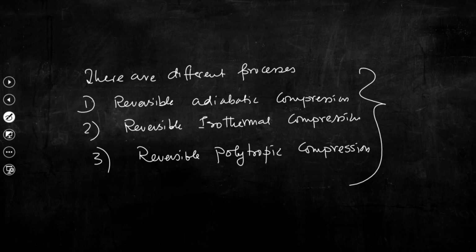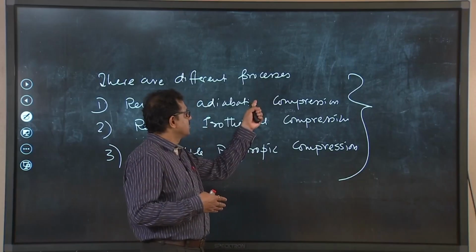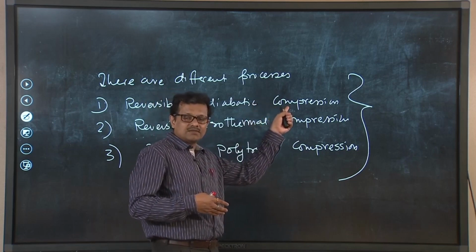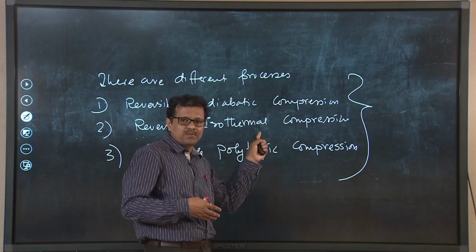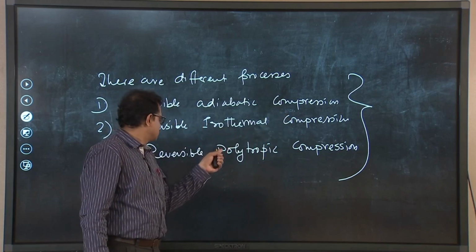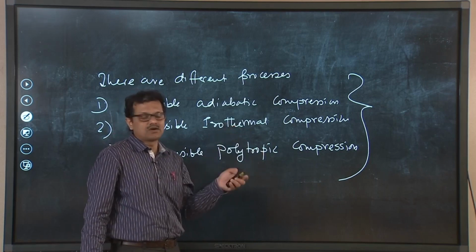And then another could be reversible polytropic compression. So, now let us first discuss what would be the mathematical expression of work needed for the compression, be it a reversible adiabatic compression, be it a reversible polytropic compression, or be it a reversible isothermal compression.